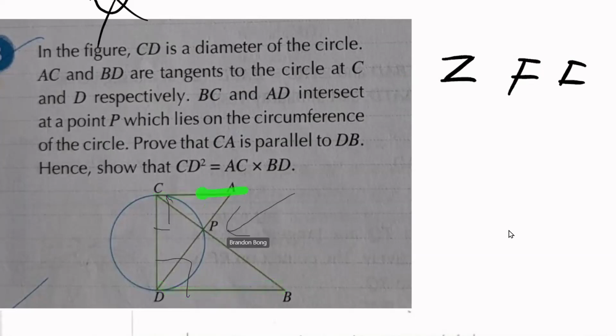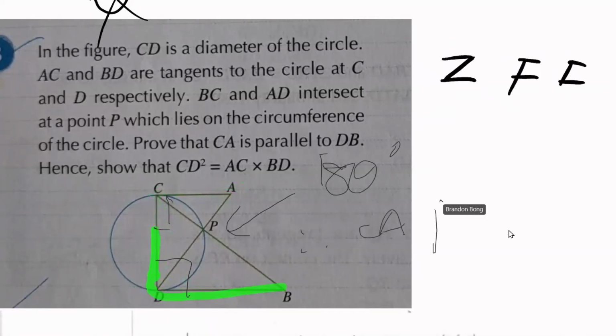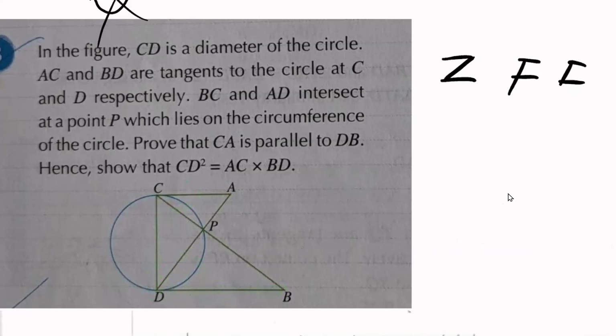Very good. C shape, right? And this is what angle and what angle? 90 and 90. Yes. Because a tangent is perpendicular to the radius. Diameter is just two radiuses. This is a tangent. Clear? Yes. Very good. Correct reason. Now we can move on.